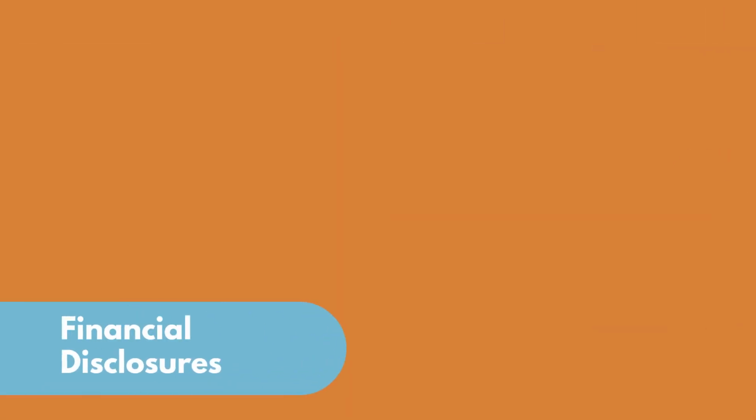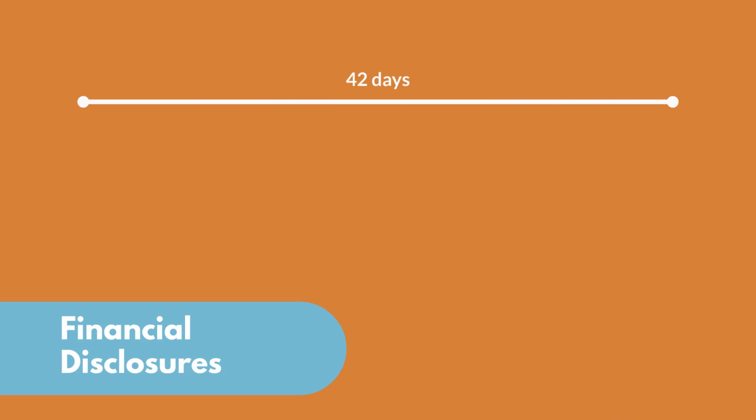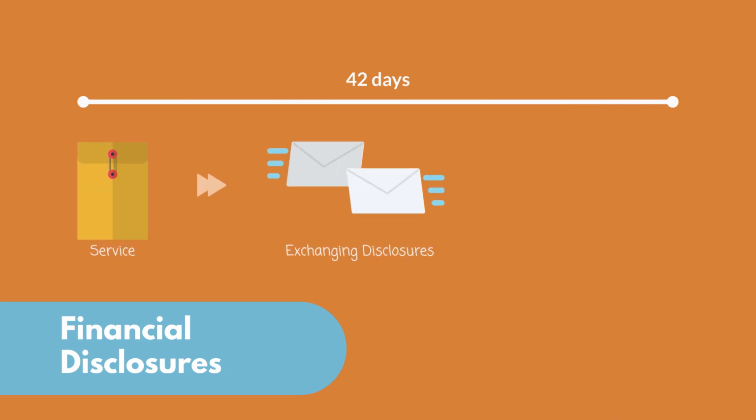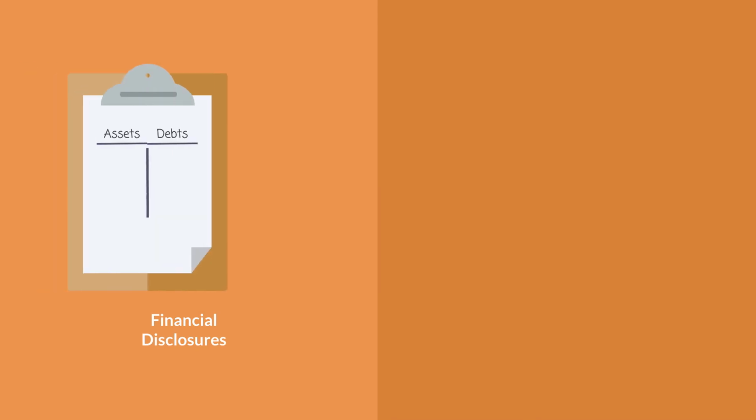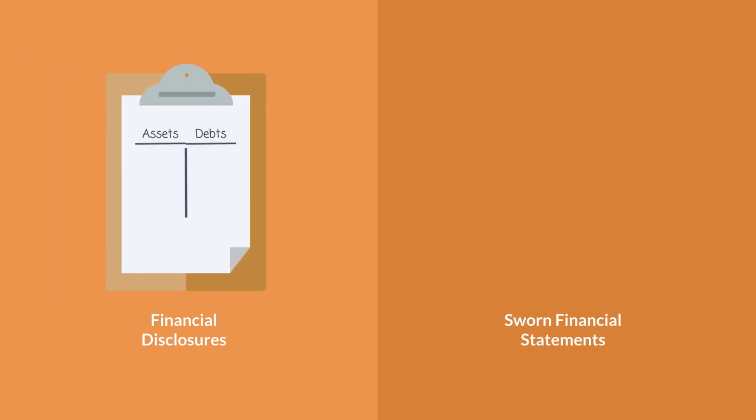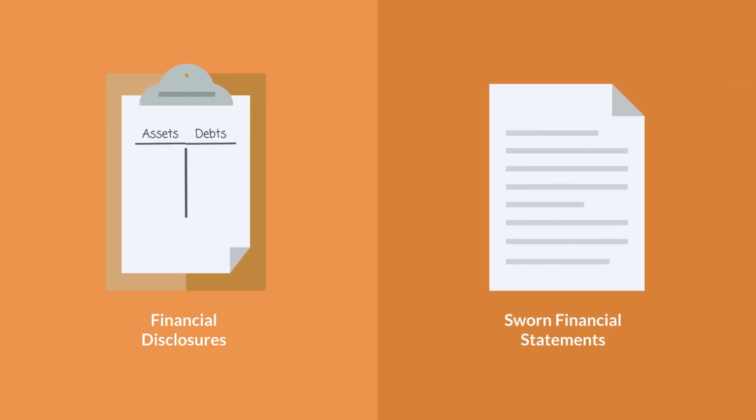Now, in regards to financial disclosures, generally the courts provide 42 days from the date of service for the parties to exchange those disclosures and to file their sworn financial statements. Now, the financial disclosures are basically the assets and the debts of each party, and the sworn financial statements are basically a summary of those disclosures.